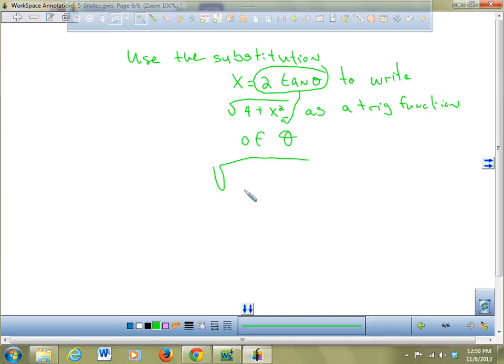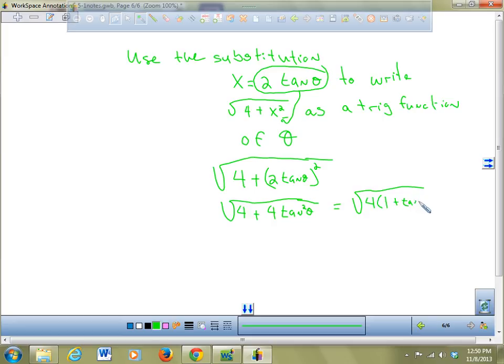So this is going to be equal to the square root of 4 plus 2 tan of theta quantity squared. All right? And this is a little tricky. Now I'm going to do some stuff on it. This is equal to 4 plus what? How could I rewrite this? 4 tan squared theta. Do you see something that is in both of these? I have a 4. So I'm going to factor a 4 out of both of these: 1 plus tan squared of theta.